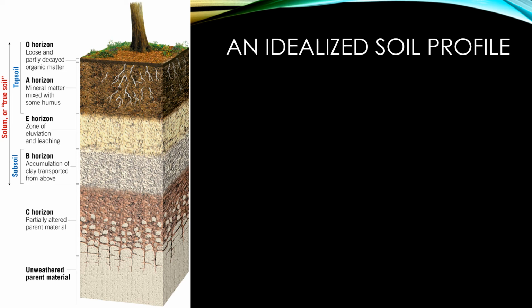Finally, if you get down to the C horizon, that's the partially altered parent material. So you can think of it as super young soil that's a mixture of bedrock that hasn't really been weathered yet, and bedrock that has been more weathered, that's formed into a more legitimate soil. So that's why the C horizon is generally referred to as partially altered parent material, because some of it's been altered and some of it's still pretty raw, similar to the bedrock.